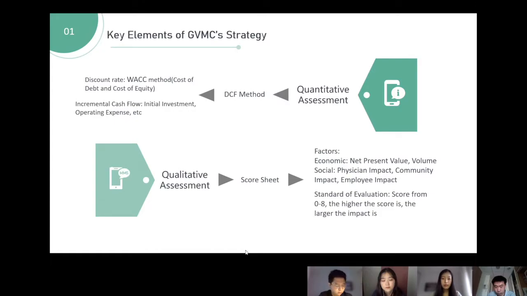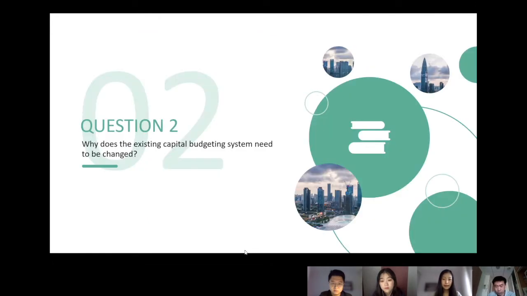Compared with quantitative assessment, qualitative assessment is less objective. The scores in the score sheet represent the impact of carrying out a project. The higher the score is, the larger impact the project will have on certain factors. Next, please. So let's move to question 2.